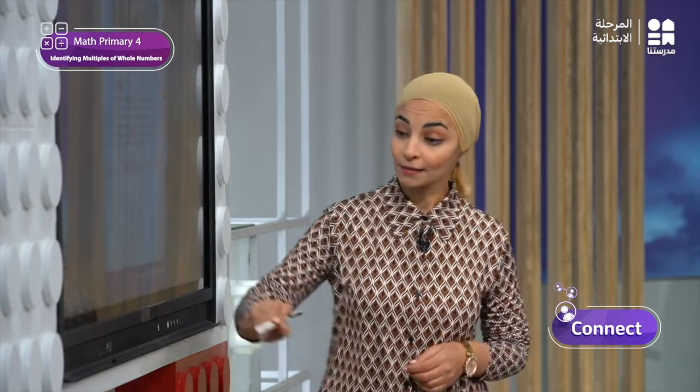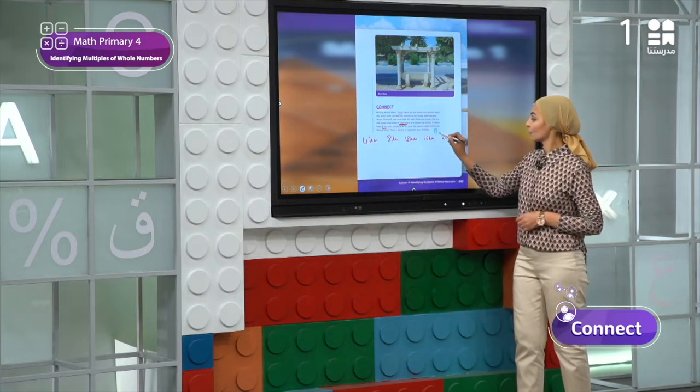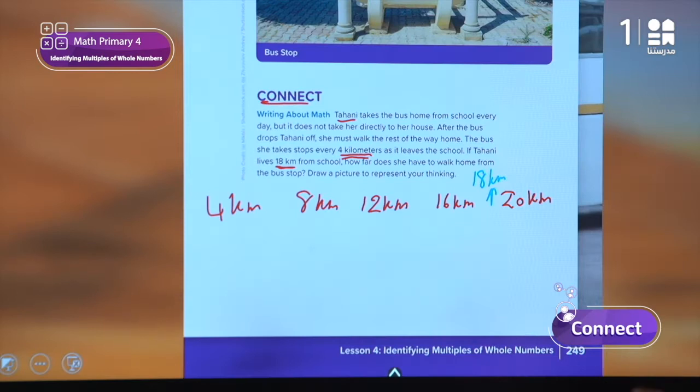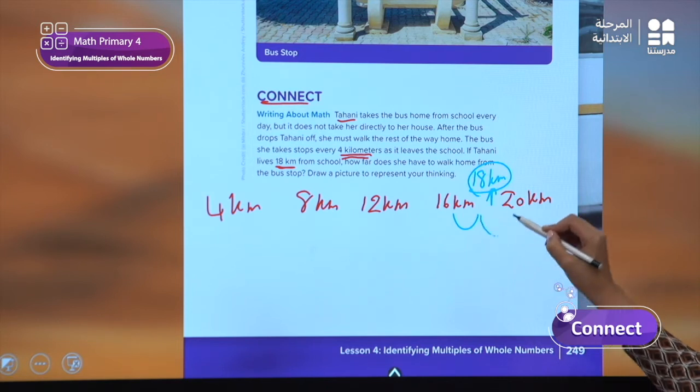تهاني lives 18 كيلومتر from school. تهاني البيت بتاعها 18 kilometers here from school. Okay. طيب. Now, so the bus will stop how many kilometers away from her? The bus will stop 2 kilometers away from her. From 16 to 18 or from 18 to 20. Okay.